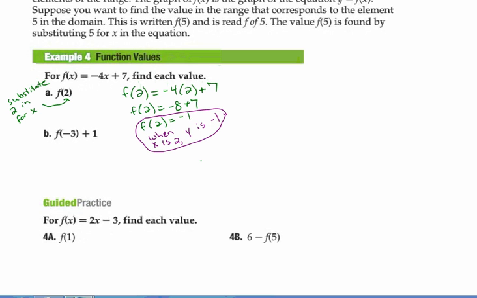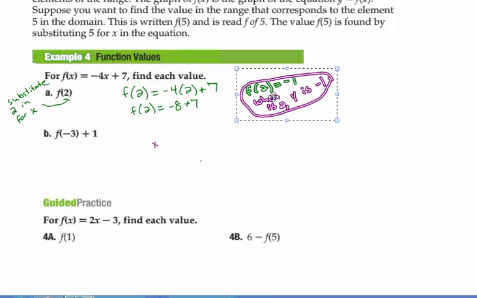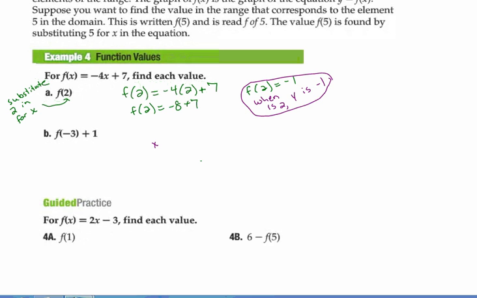Okay, this next problem is a little bit different because we have that plus 1 out there. So what we're going to do is, first thing, plug in negative 3 in for the value of x, and then we're going to take our answer and we're going to add 1 to it. We're not going to use our fancy equation here because it doesn't really work for this because we have that plus 1.